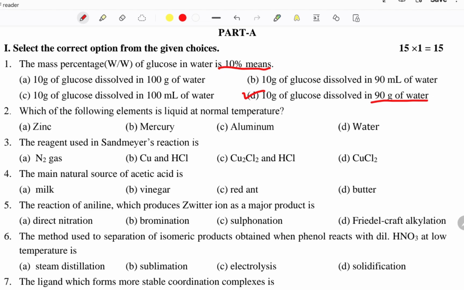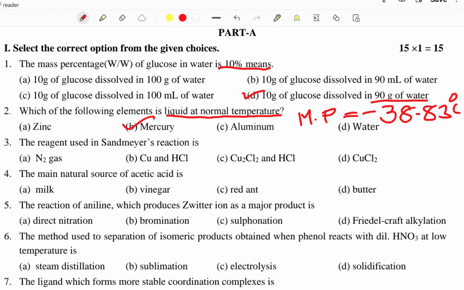Next, the second question I am going to solve. Which of the following elements is liquid at a normal temperature? Mercury is the answer. Mercury's melting point is minus 38.83, so that's why it is available in the liquid state at a normal temperature.